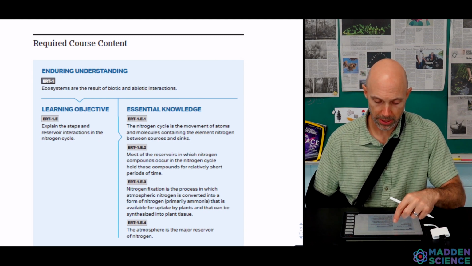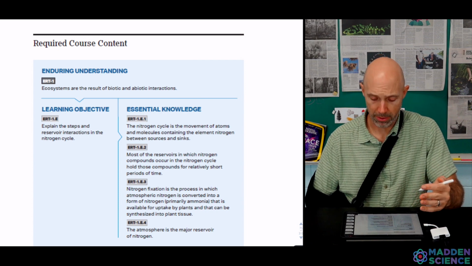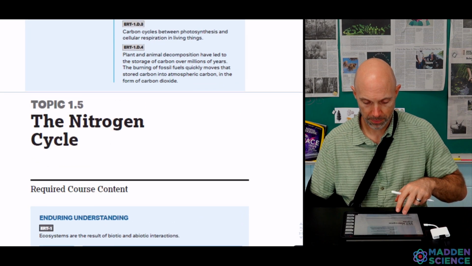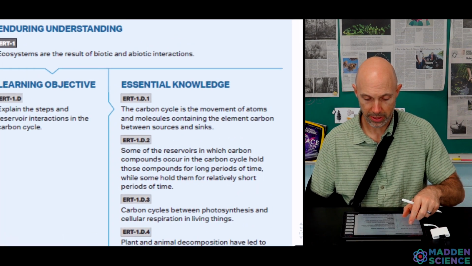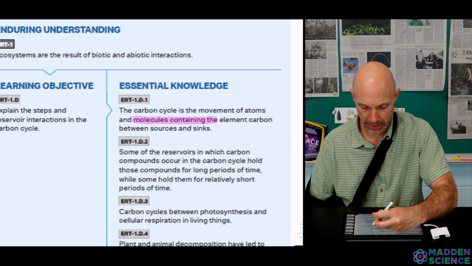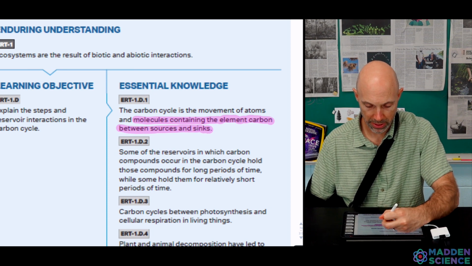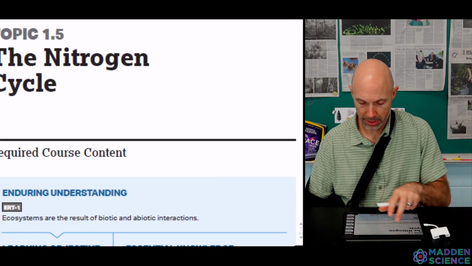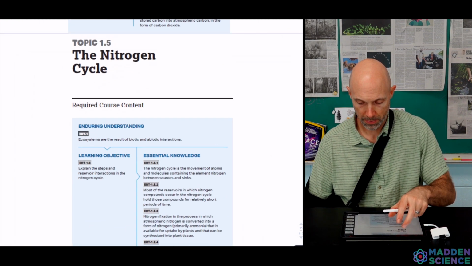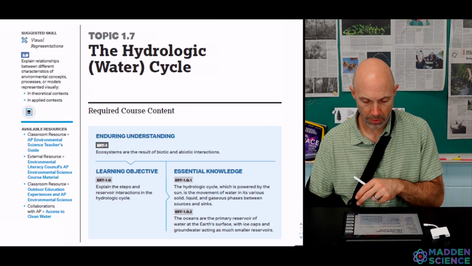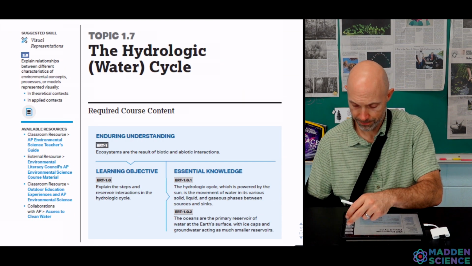So essential element here, the nitrogen cycle is the movement of atoms and molecules containing the element nitrogen between sources and sinks. If you back up, you'll see that the language is virtually the same. So molecules containing the element carbon between sources and sinks. So that's going to be an important piece of what we're doing, is what's a source and what's a sink. So nitrogen cycle, phosphorus, and water or hydrologic.